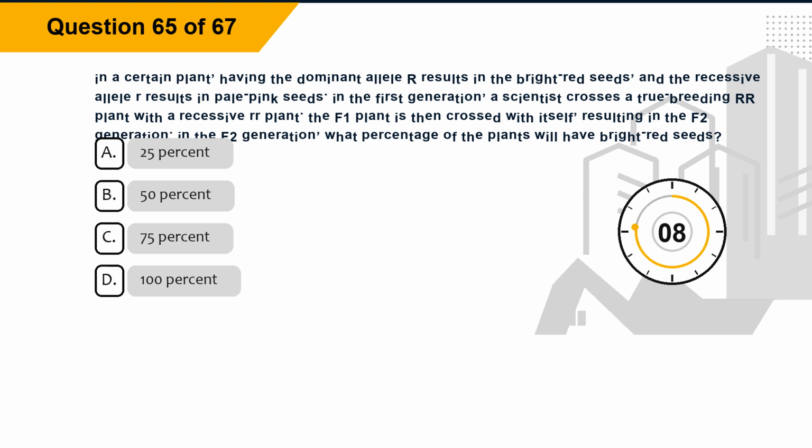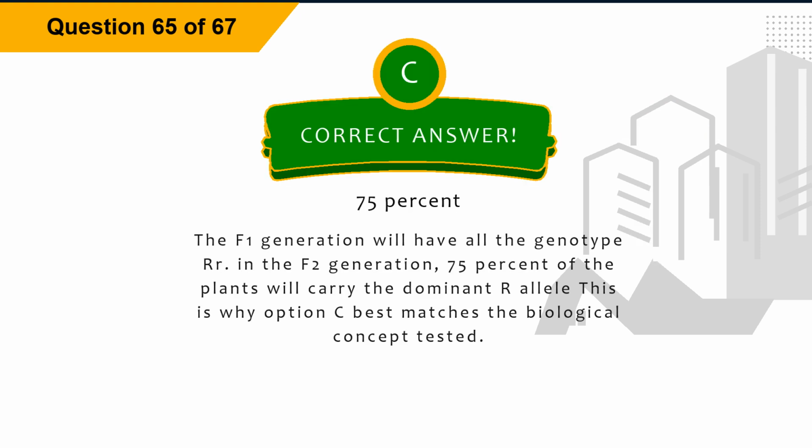Option A. 25%. Option B. 50%. Option C. 75%. Option D. 100%. The correct answer is option C. 75%. Explanation. The F1 generation will all have the genotype Rr. In the F2 generation, 75% of the plants will carry the dominant R allele. This is why option C best matches the biological concept tested.